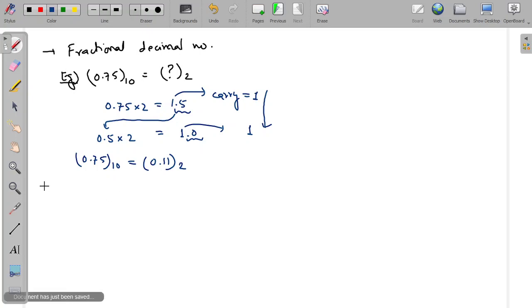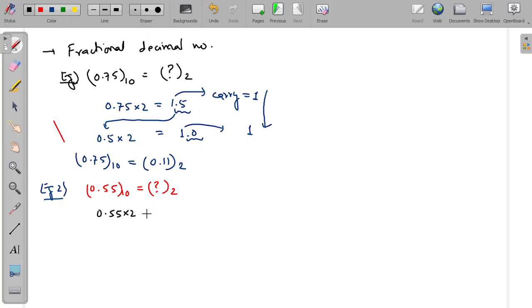Okay, so let's take one more example. The task is to convert 0.55 in binary. So let us multiply this. 0.55 into 2 is equal to 1.10. Carry is equal to 1.